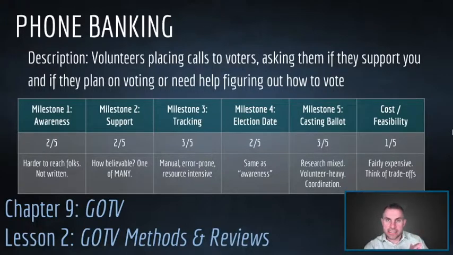Milestone 4, election date, getting people aware of the election date. 2 out of 5, it's the same as awareness. It's hard to reach people, and it's not written down. Milestone 5 for people casting ballots. I give it a 3 out of 5 here on actually getting people to the polls. So the research is mixed about it.